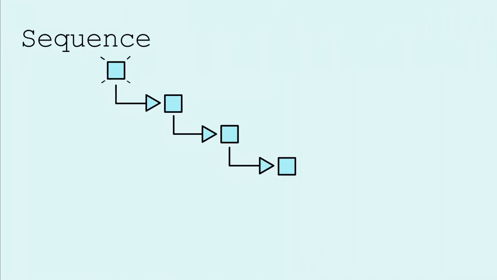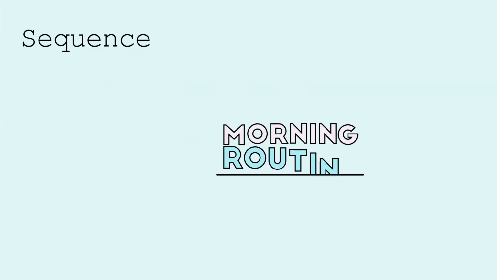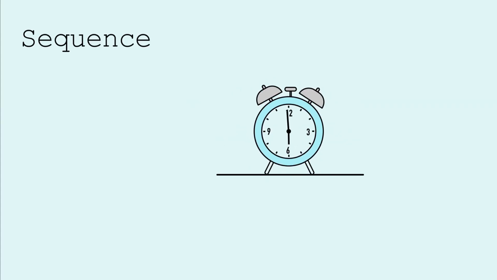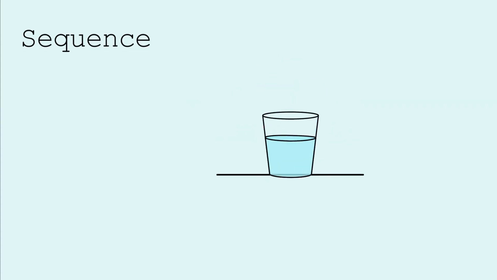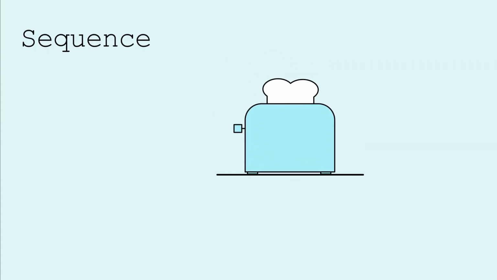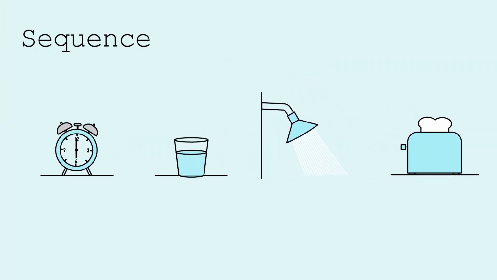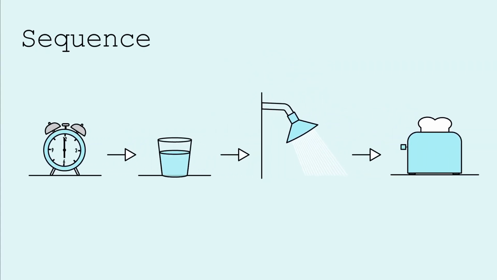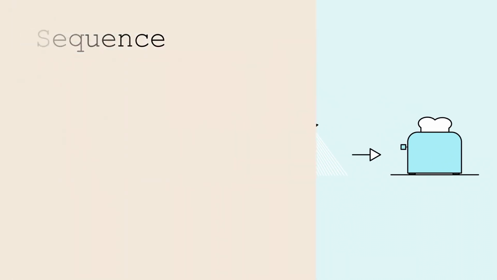A sequence is a series of actions that are completed in a specific order. Action 1 is performed, then action 2, then 3, etc. until all of the actions in the sequence have been carried out. A sequence we do every day is a morning routine. You might wake up, drink some water, take a shower, eat breakfast, and so on. Everyone's routine is different, but they're all made up of a sequence of various actions.